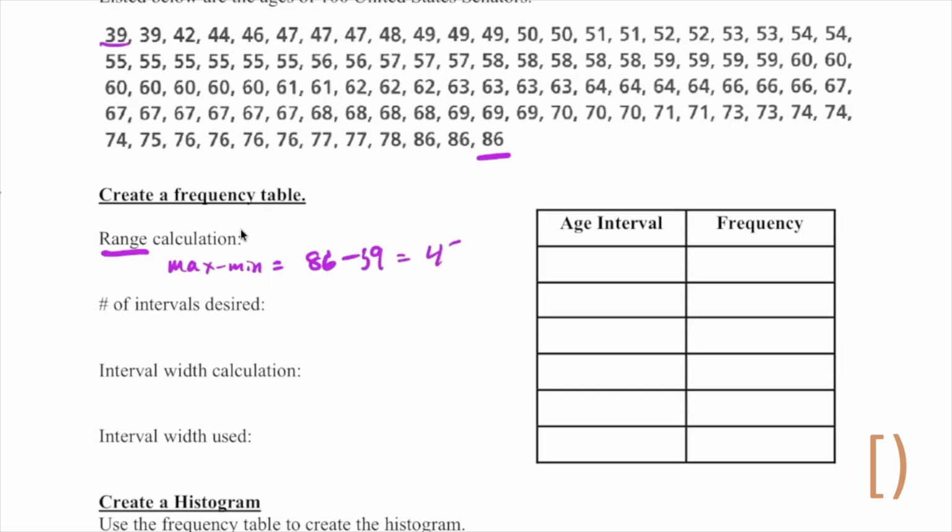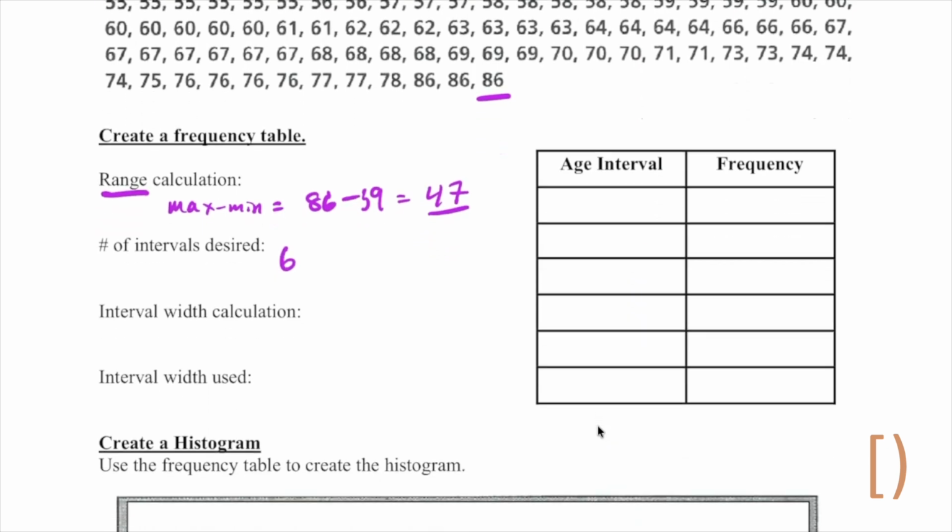Subtract those two and we get 47. So that's our range. Now, how many intervals do we want? In this case, it looks like we have 1, 2, 3, 4, 5, 6. So we're going to say 6. We want 6 intervals, right?